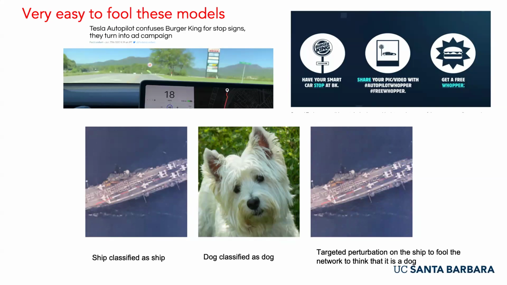But on a more serious note, the bottom line, again, you might have seen examples like this before. Pick any of your classifiers, it gives you 100% or close to 100% saying that that's a ship. And same with the dog.